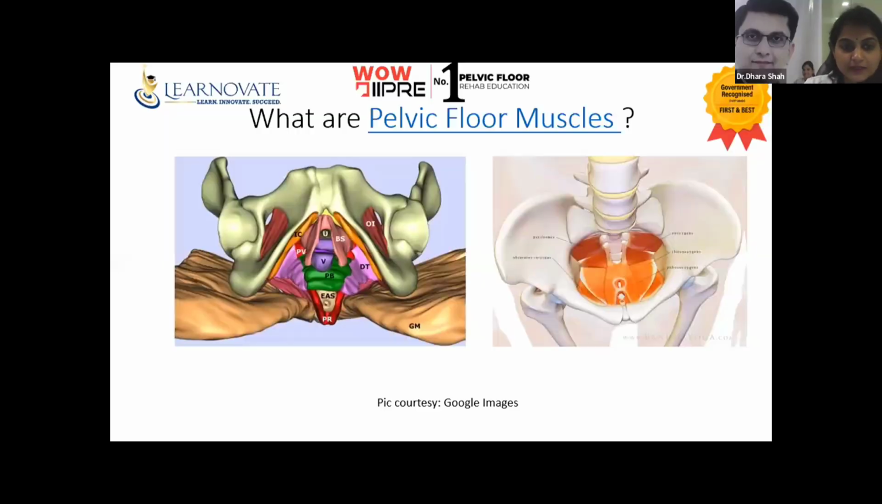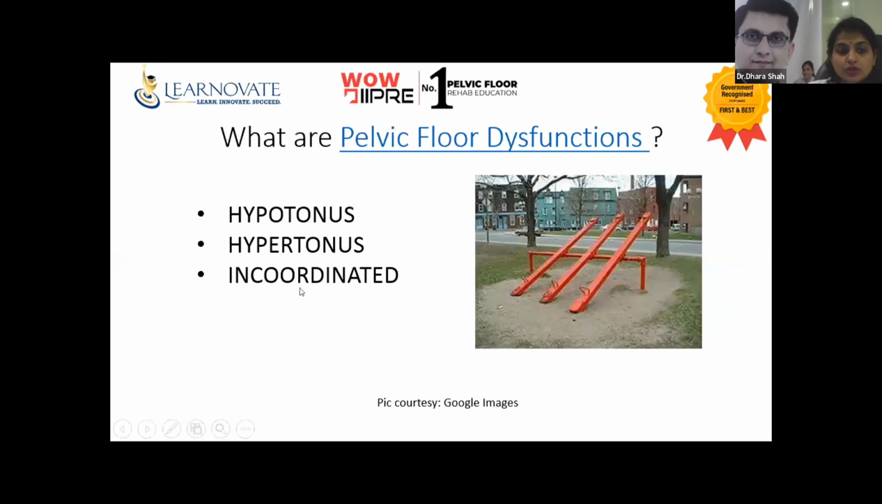The dysfunctions of the pelvic floor are quite easy. They are quite simple. The dysfunction can be of three types. Those can be a hypotonus dysfunction, a hypertonus dysfunction, or an incoordinated dysfunction. A hypotonus, a hypertonus, or an incoordinated.